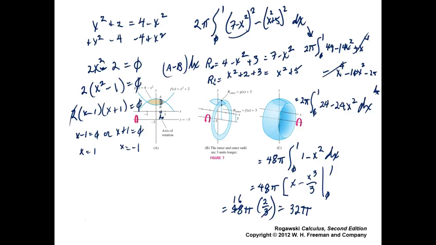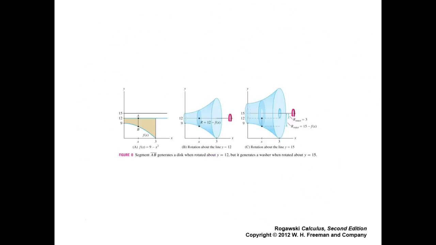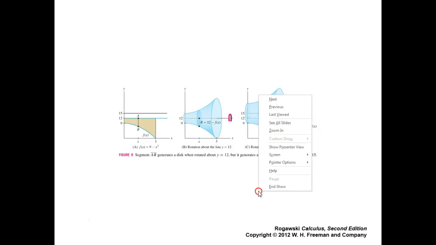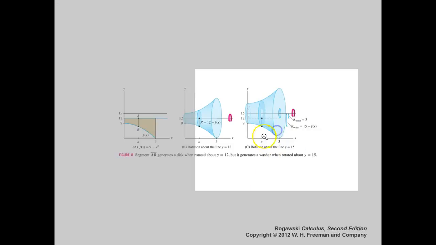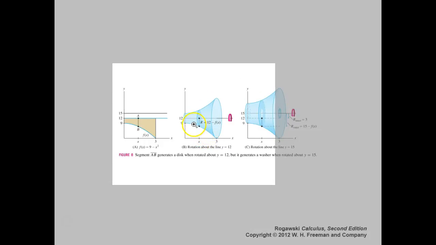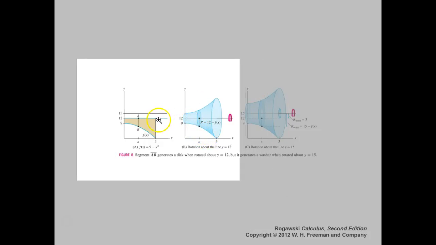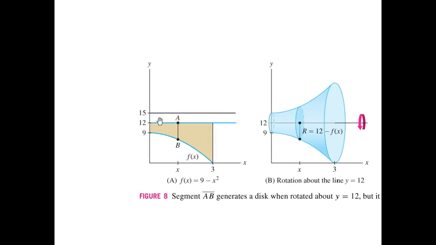All right. So that was that one. Ready for example 4? Okay. Find the volume obtained by rotating the graphs of f of x equal to 9 minus x squared. Let's see if that's here. Okay, there's f of x equal to 9 minus x squared, and y is equal to 12. Y is equal to 12 is right here.